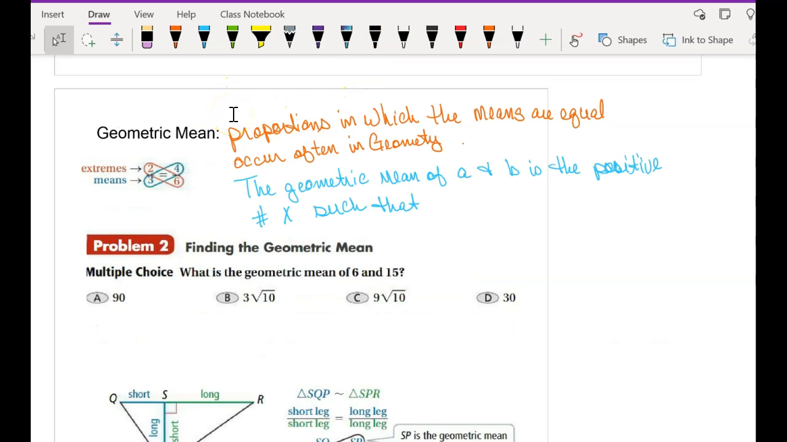Okay, so geometric mean occurs pretty regularly with geometry. Proportions in which the means are equal occur often in geometry. The geometric mean of A and B, for example, is the positive number x such that A over x is equal to x over B. Now I'd like for you to notice the location.